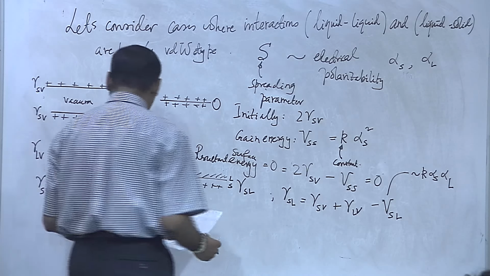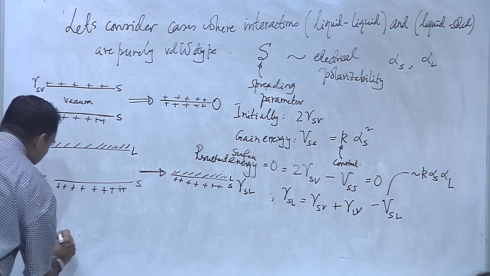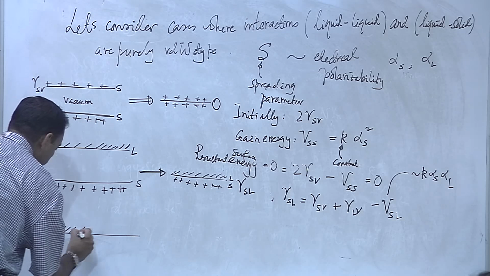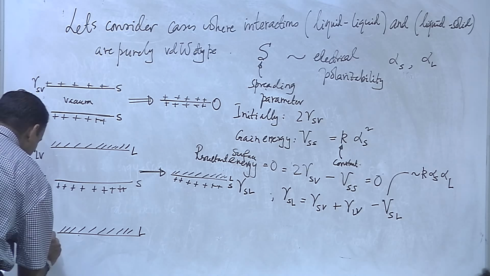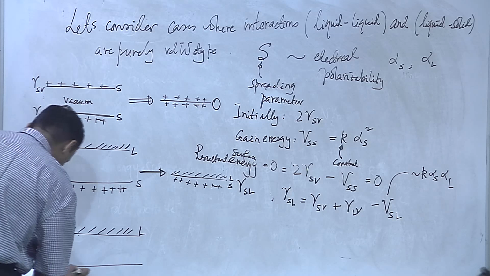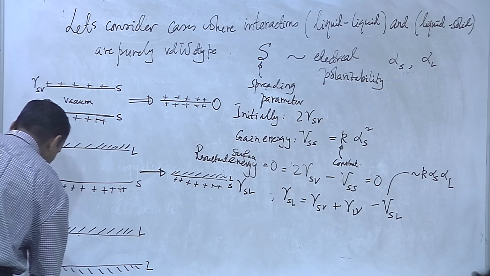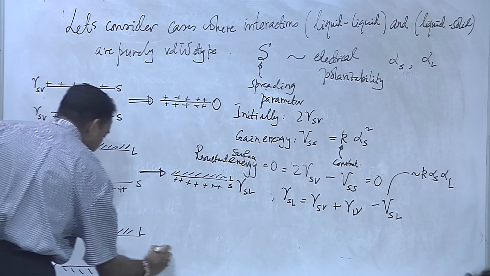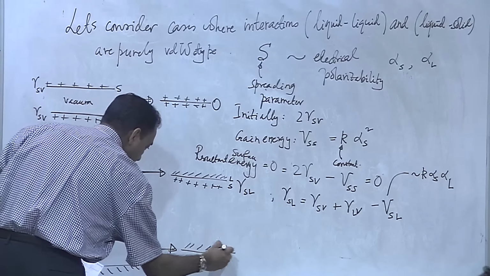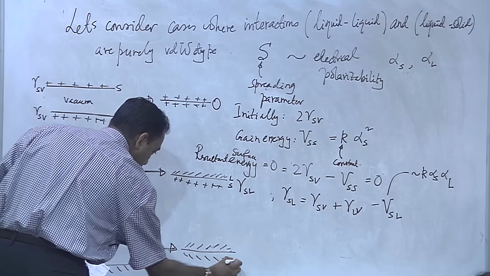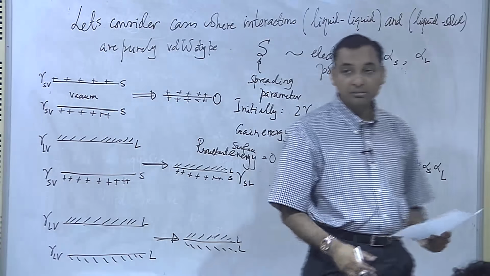The third case I can have is where I have a liquid, which is gamma LV, and also another liquid, which is gamma LV. I bring them together to merge to form a liquid-liquid system. And what is the resultant energy of that system?